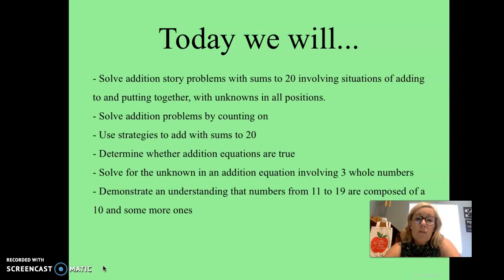Today we will solve addition story problems with sums to 20 involving situations of adding to and putting together with unknowns in all positions. Solve addition problems by counting on. Use strategies to add with sums to 20. Determine whether addition equations are true. Solve for the unknown in an addition equation involving three whole numbers. Demonstrate an understanding that numbers from 11 to 19 are composed of a 10 and some more ones.